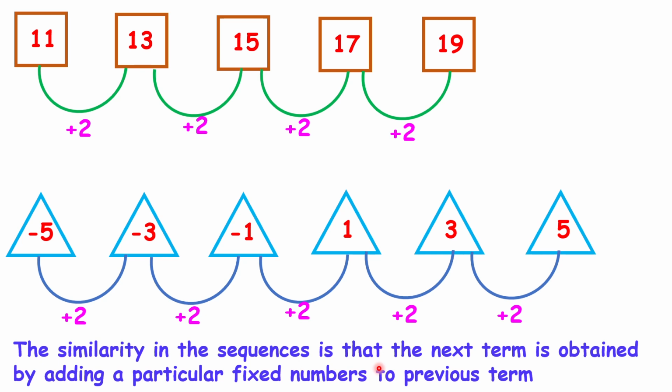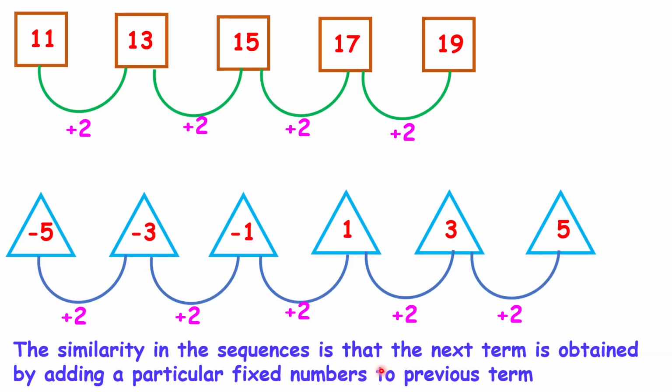The similarity in this sequence is that the next term is obtained by adding a particular fixed number to the previous number. Such a type of sequence is called arithmetic progression, because the next number is obtained by adding a particular fixed number to the previous number.